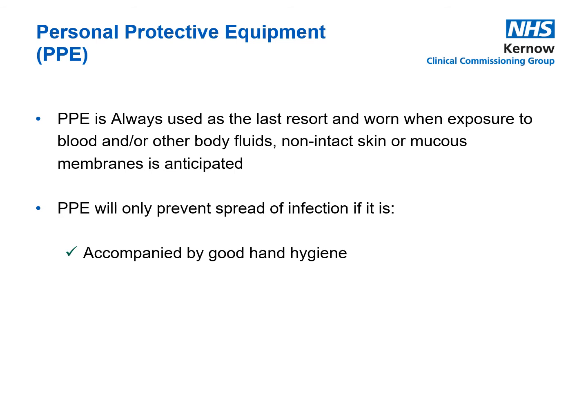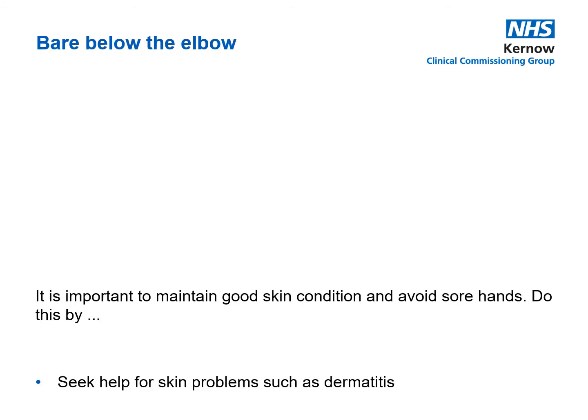As discussed earlier, PPE is always used as a last resort when all the other control measures have been implemented, but there is still an unacceptable risk of transmission of infection in the workplace. PPE should also be worn when there is exposure to blood and or bodily fluids, non-intact skin or mucous membranes. And it's very important to remember that PPE will only prevent the spread of infection if it's accompanied by good hand hygiene. Otherwise, it can increase the risk of transmission if hand hygiene isn't done at the right times.